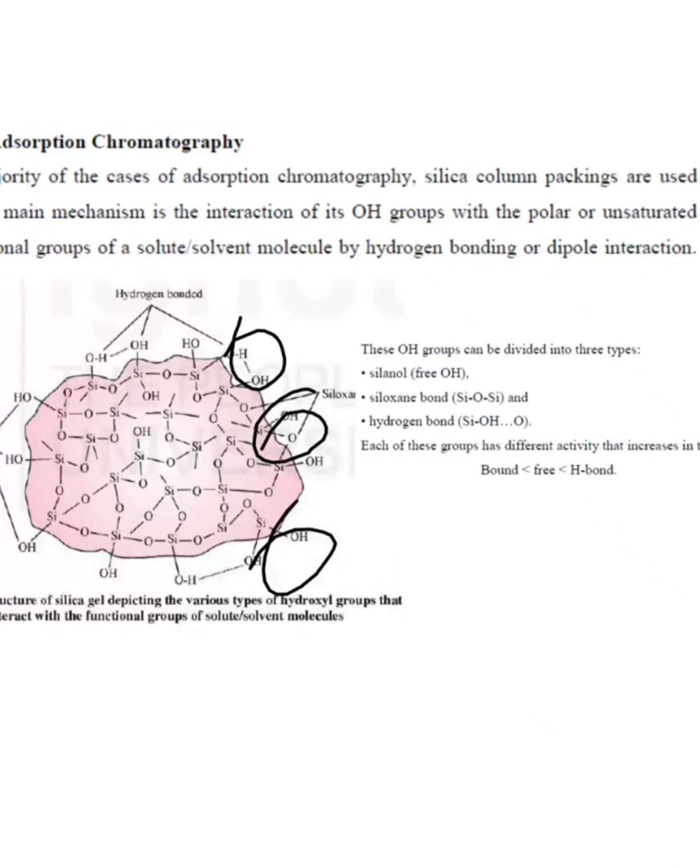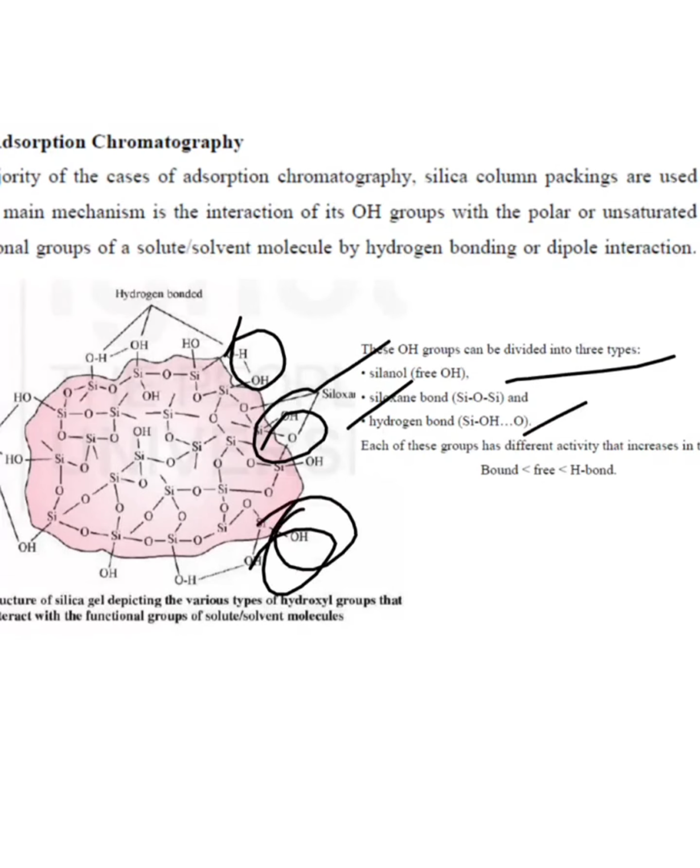So the OH group determines the activity of the adsorbent and thereby the interaction with the solvent. The OH group can be divided into three types: free OH, siloxane bond Si-O-Si, and hydrogen bond interaction can be seen for OH.